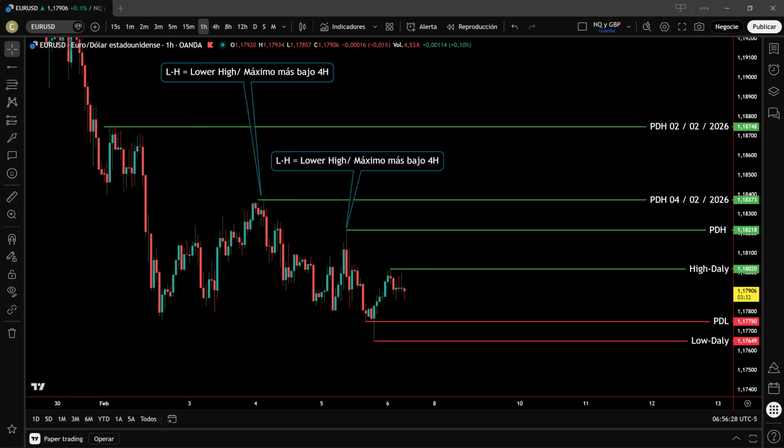Notice that the price is currently compressed just below the PDL, or previous daily low. This pre-New York consolidation is often a signal that the market is accumulating orders.